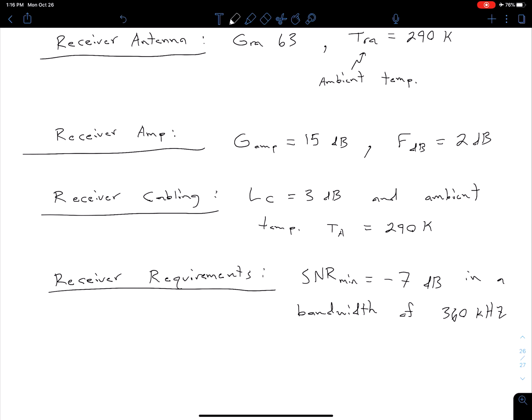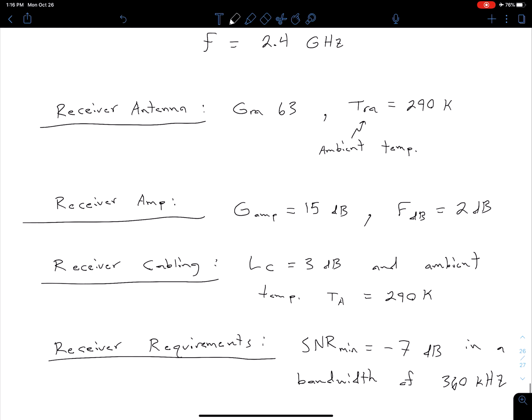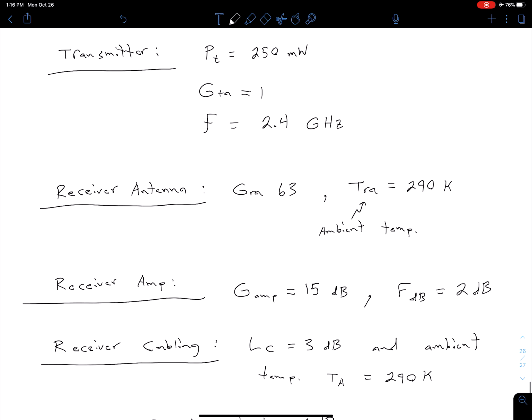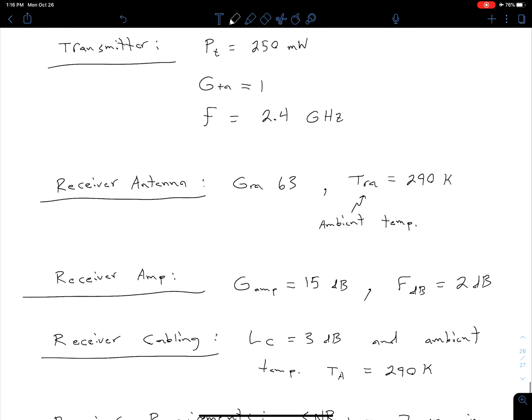Okay, I know that was a lot of work to set up this problem. We're going to come back in the next video, review these given specifications, and then work through our problem.